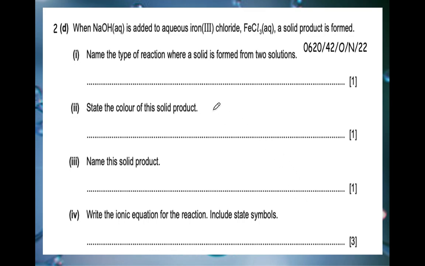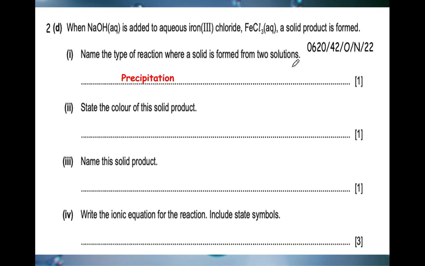The first question says, when sodium hydroxide aqueous is added to aqueous iron 3 chloride, a solid product is formed. Name the type of reaction where a solid is formed between two solutions. We know that the type of reaction when a solid is formed is called precipitation. State the color of this product.